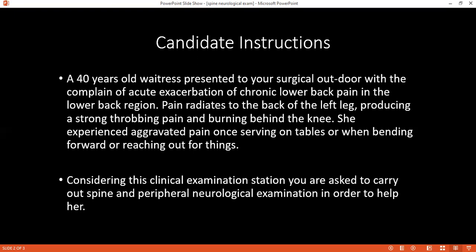Then I will do the femoral stretch test while she is lying down. I'll tell the patient to turn prone. Then I will flex the knee, extend the hip, and also plantar flex the foot. When there is pain felt in the thigh or inguinal region, it is a positive femoral stretch test.